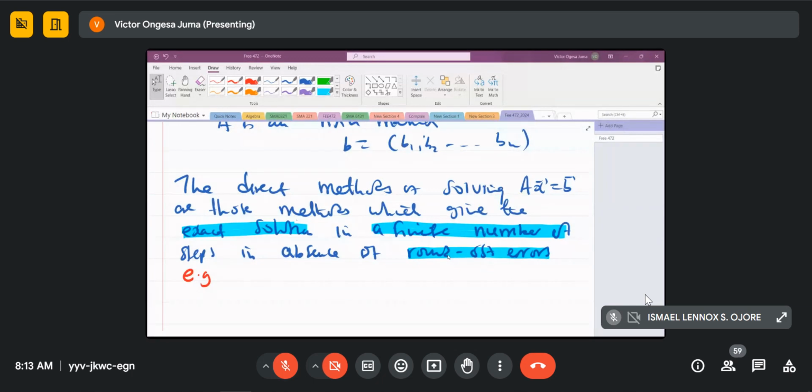Which methods do you know that you used in high school, starting from primary, if you looked at them somewhere else? I remember in high school we used the elimination method. Elimination methods, yeah. So here we shall give it a good name and call it the Gaussian elimination method. Any other method that you looked at? Cramer's rule. Yes, you have Cramer's rule. Any other?